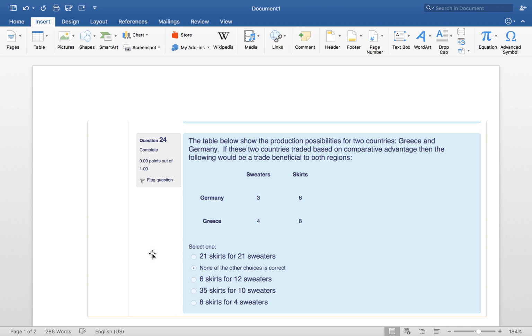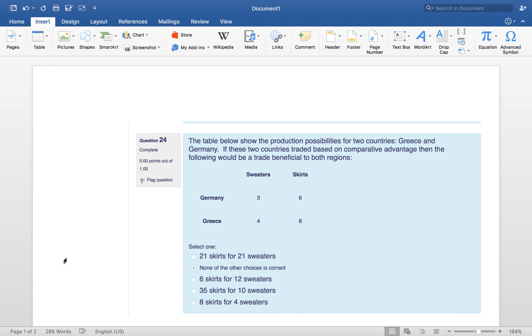But there's a little twist to this, I like to say, and that twist actually shocked me, and hence I did not get the question right. But we're gonna go fix that. So this is with Greece and Germany, and it's asking if they traded upon comparative advantage, which of the trade deals would be beneficial.